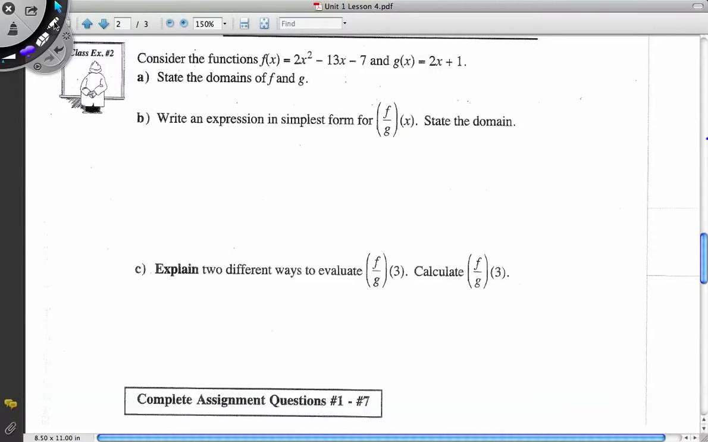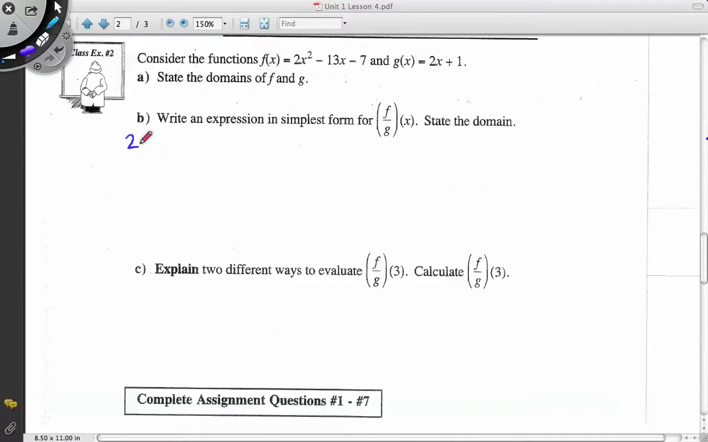Okay, so just scroll down there, and we're on part B here. I just erased what I had up here for that question. Write an expression in simplest form for f divided by g of x. So we're dividing both functions here.